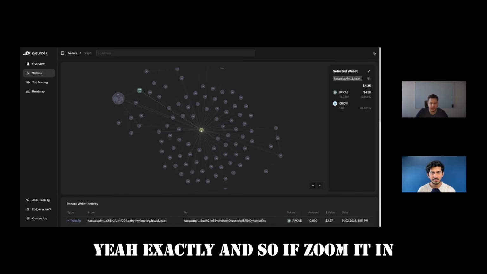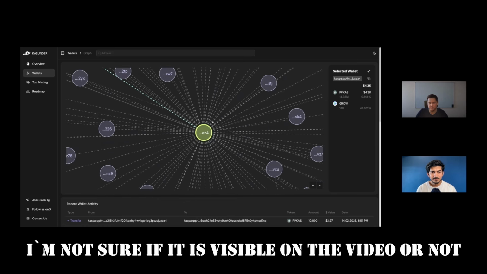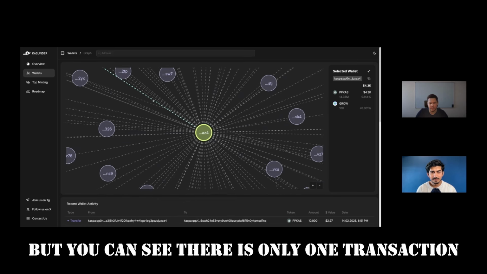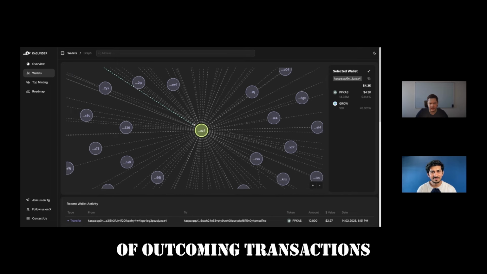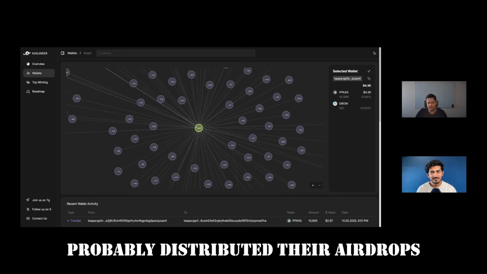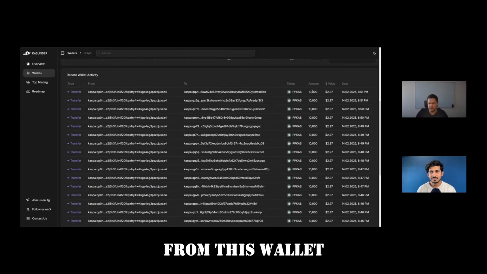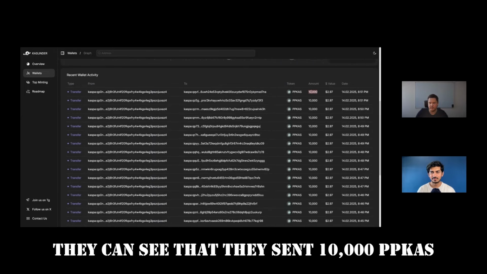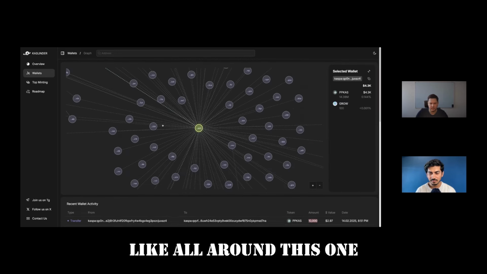Yeah, exactly. And if I zoom in, I'm not sure if it's visible on the video or not, but you can see that there is only one incoming transaction to this wallet, and a huge amount of outgoing transactions. And that's exactly the wallet where they probably distributed the airdrops. And if I investigate the transactions from this wallet, I can see that they sent 10,000 PPCAS to all the wallets around this one.